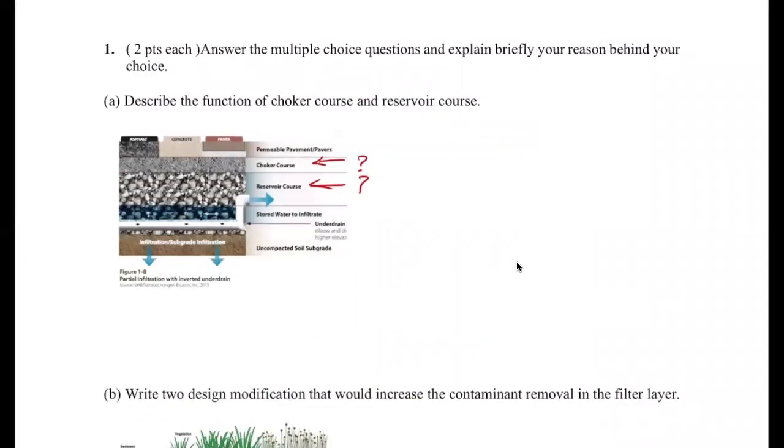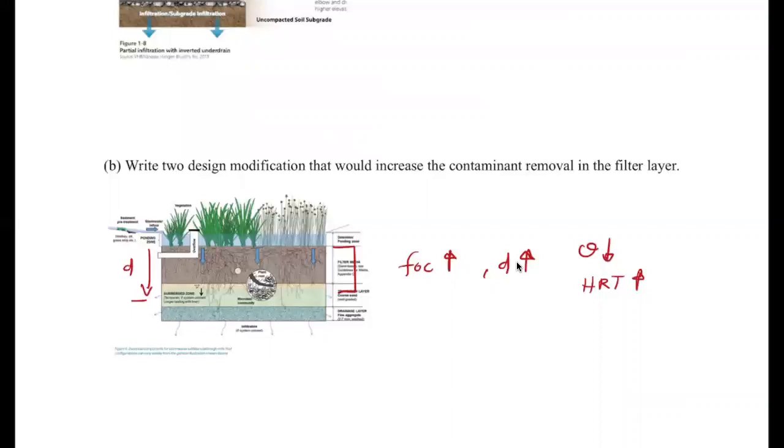So for instance, here I ask, what are the two functions of those two layers? The next one I ask, how do you increase the contaminant removal in the filter layer? When I say filter layer, you have to look for what that filter layer is. It shows here filter media, so this could be a filter layer. Then you'll say, for instance, here we can increase organic carbon concentrations. That will increase Kd, which is f_OC times K_OC. So Kd means adsorption. If the adsorption increases, that means you have more contaminant removal.